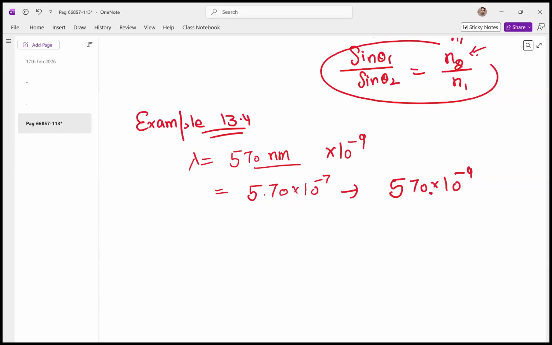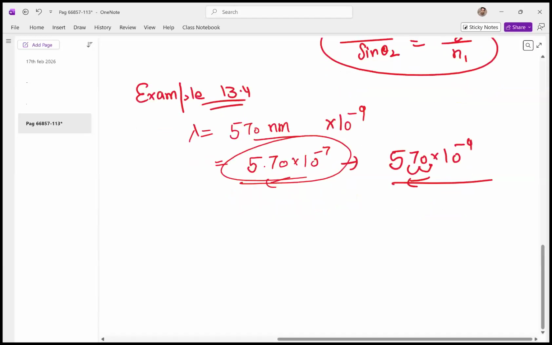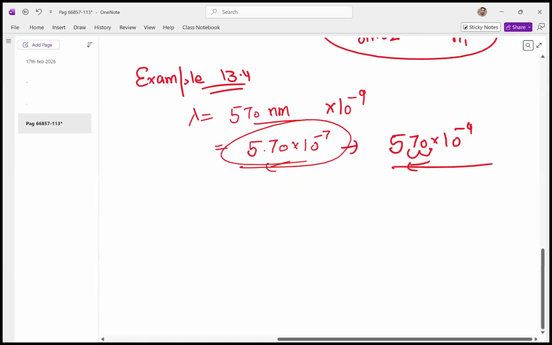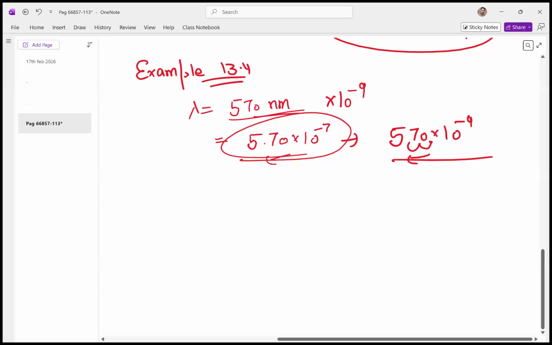The book has moved it into scientific form by moving the decimal two places to the left, and they've written it in this format. So both are correct. And the wavelength is given to me as 570 nanometer, and the light travels from air into the diamond, from air to diamond.